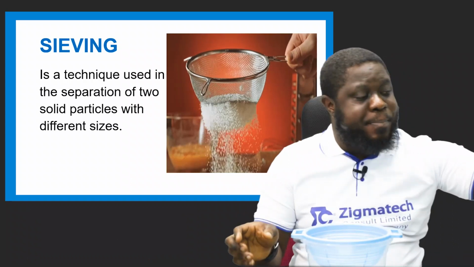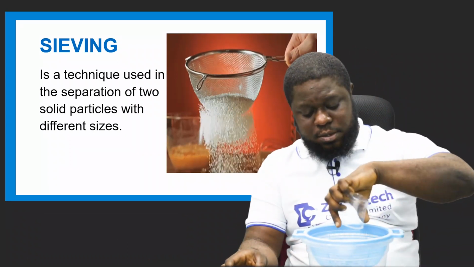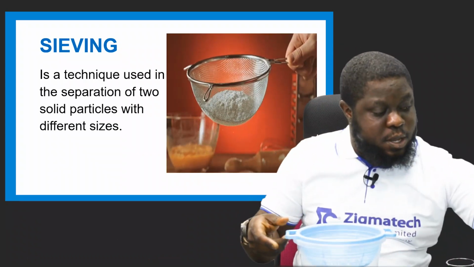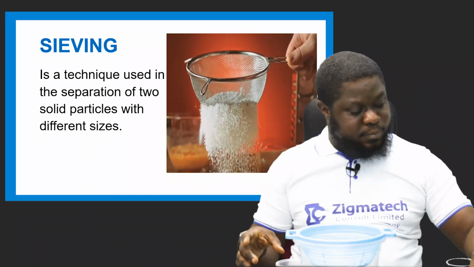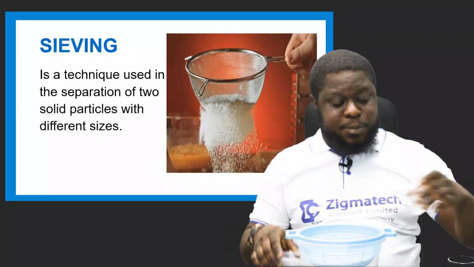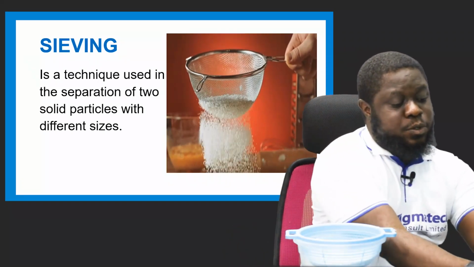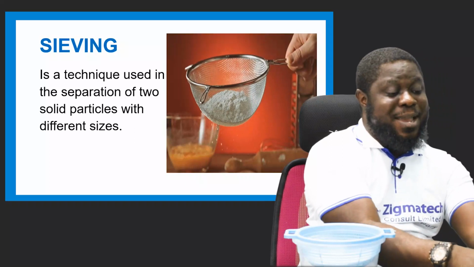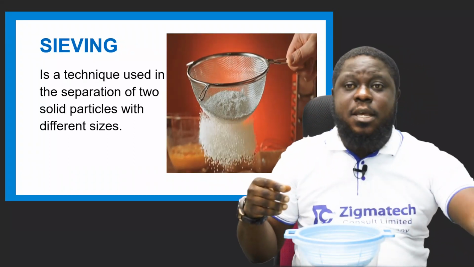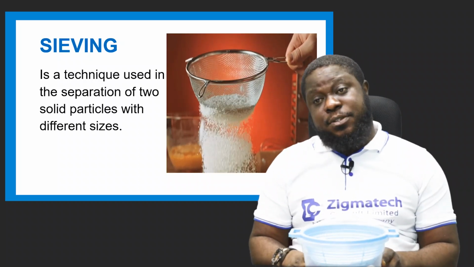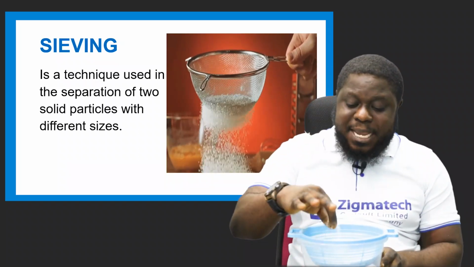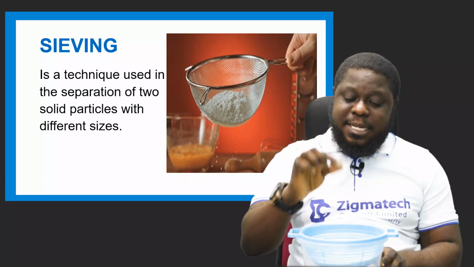Now I want to use beans. We are going to mix beans and garri so that we'll see how these particles are separated. It said separation of two solids. The garri is a different size from the beans. The beans is bigger than the garri.